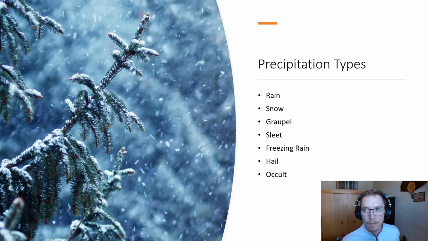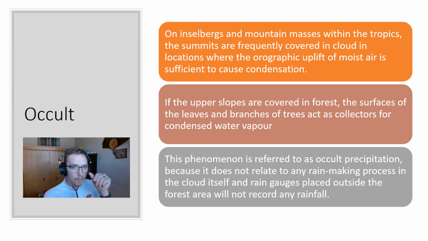Finally, we've got occult. So on inselbergs and mountain masses within the tropics, the summits are frequently covered in cloud in locations where orographic uplift of moist air is sufficient to cause condensation. If the upper slopes are covered in forests, the surface of the leaves and branches act as collectors for the condensed water vapor. This phenomenon is referred to as occult precipitation because it does not relate to any rain-making process in the cloud itself, and rain gauges placed outside the forested area will not record any rainfall. It's basically just precipitation condensing onto trees and then precipitating from just so much condensation within the vegetation or on the tree.